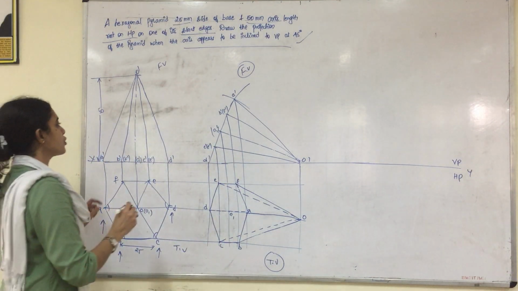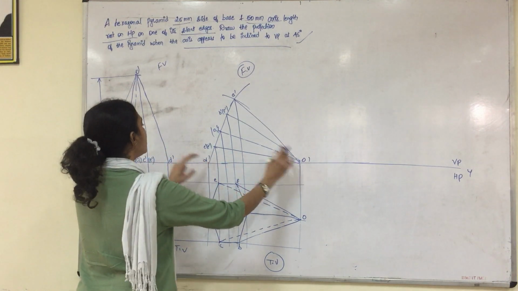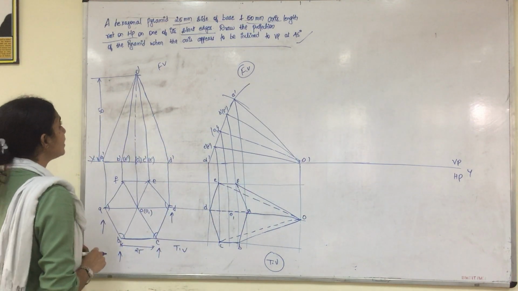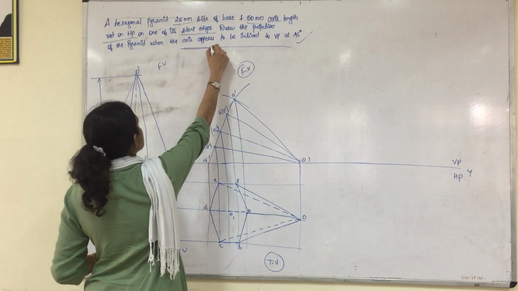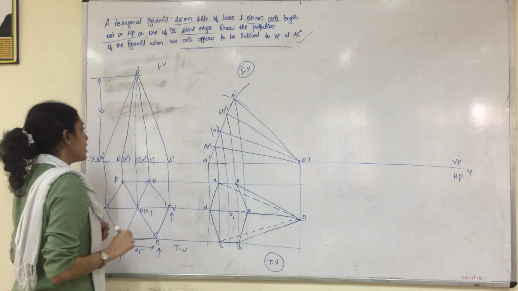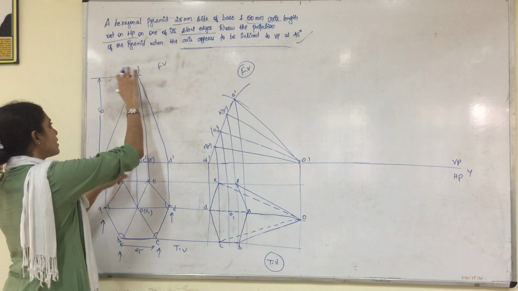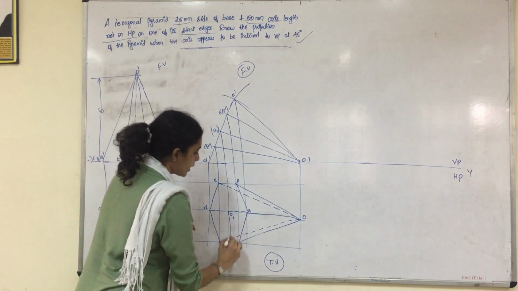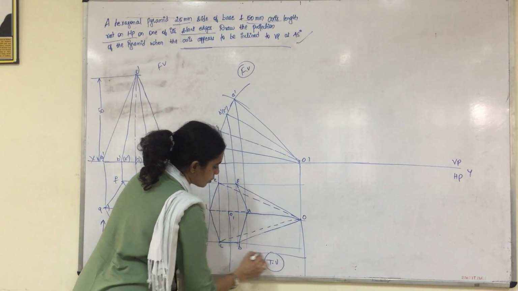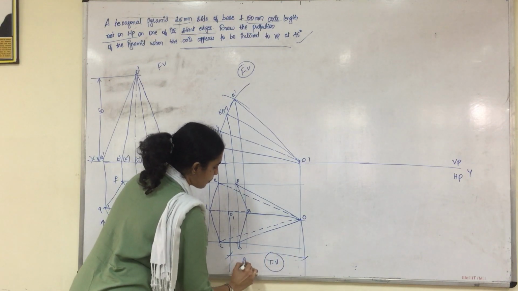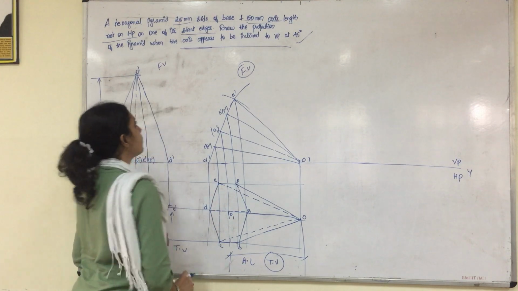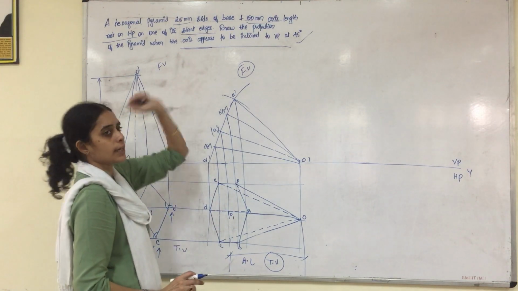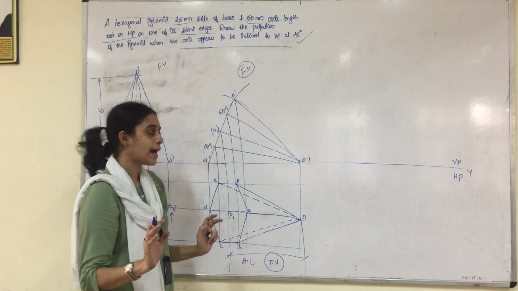Right, so now we have shifted the slant edge on HP, right? So after that we have to see the last stage, what's happening. It is told the axis appears to be inclined. So this is our axis and this is the true length. And here what we get in the second stage, the axis is only our apparent length. Right? But since it is told appears to be inclined, we won't determine the beta angle.